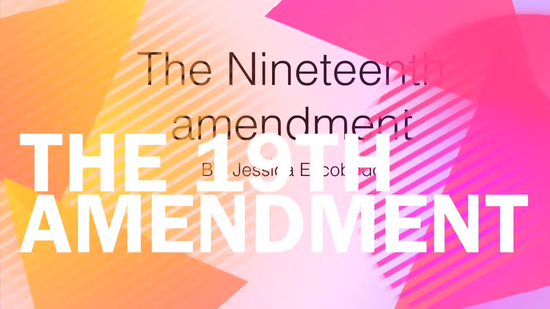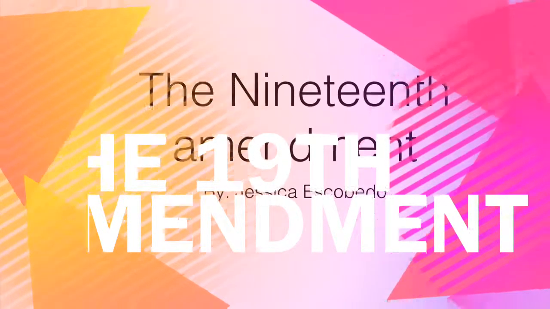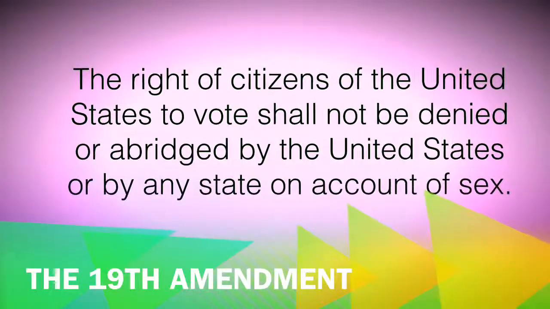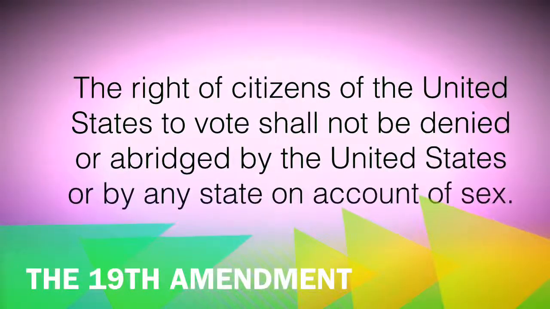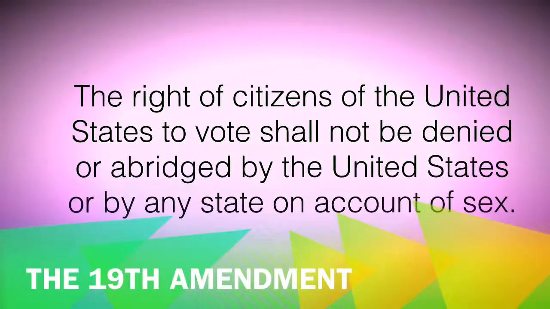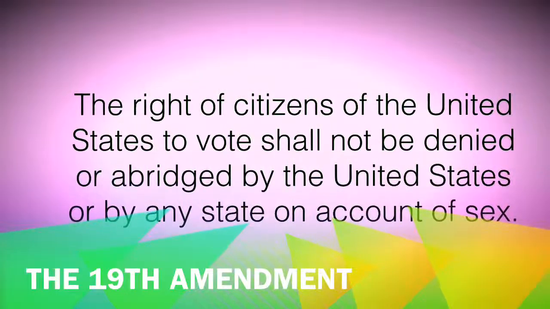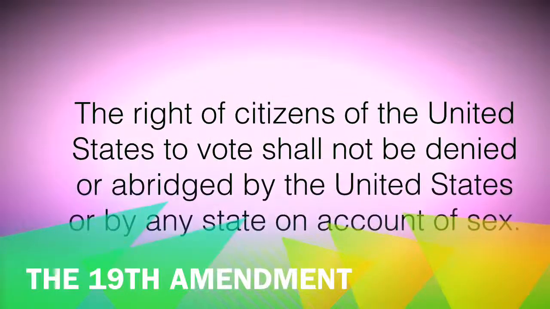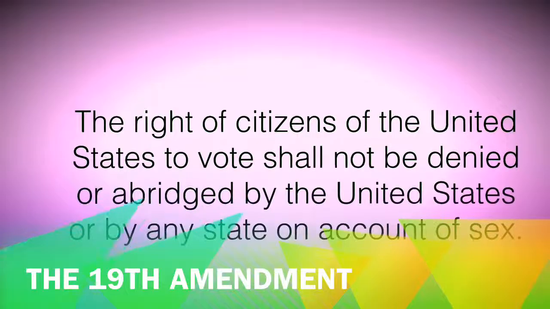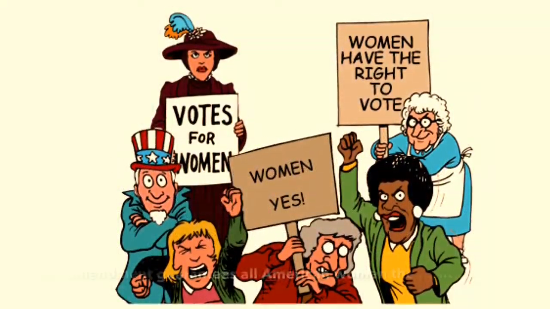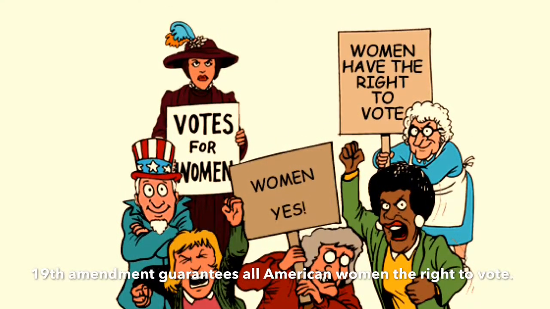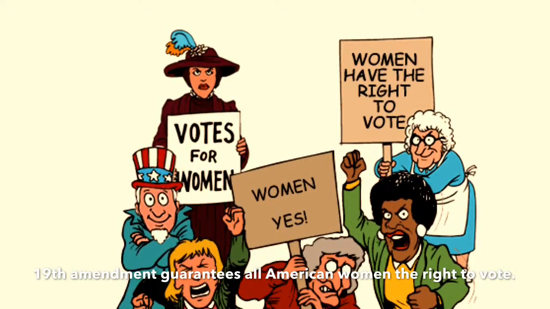Today we're going to be learning about the 19th Amendment. The 19th Amendment states that the right of citizens of the United States to vote shall not be denied or abridged by the United States or by any state on account of sex. So what all that basically means is that the 19th Amendment guarantees all American women the right to vote.